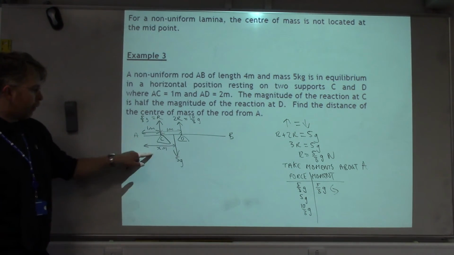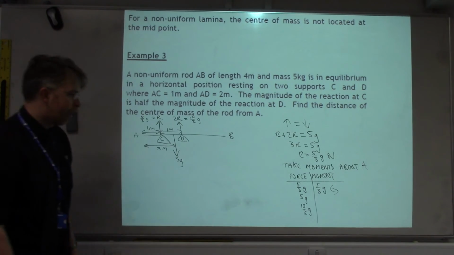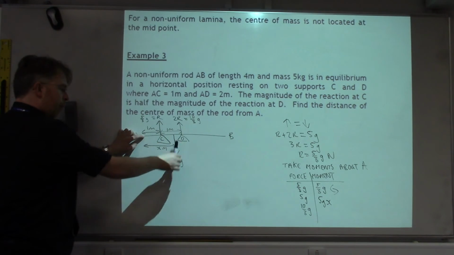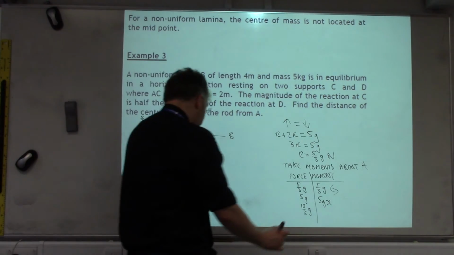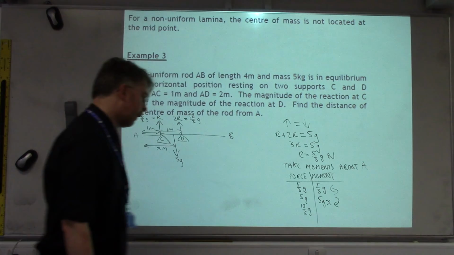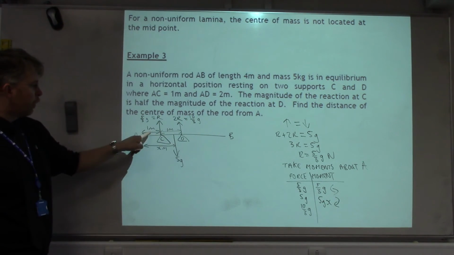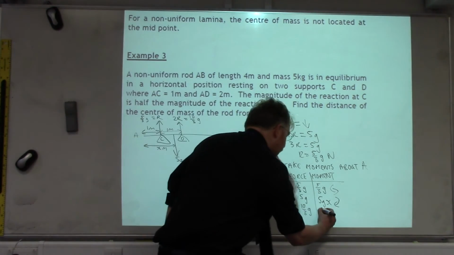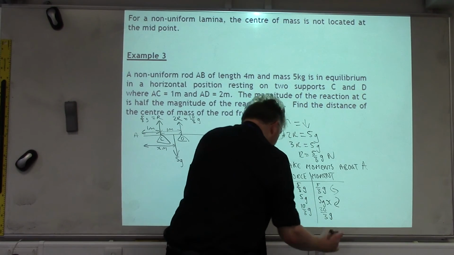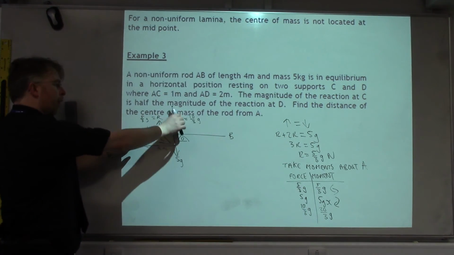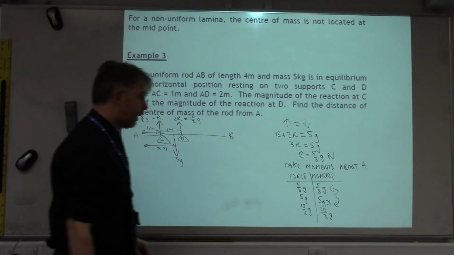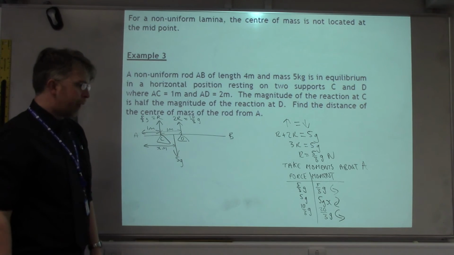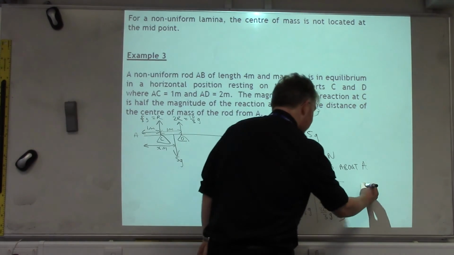The 5g force is x away, so as I've already discussed, 5g times x is 5gx. It will spin in a clockwise direction. 10 over 3g is 2 away, 2 times 10 over 3g is 20 over 3g. We spin around A, it spins in an anti-clockwise direction. So we make our clockwise equal to our anti-clockwise.